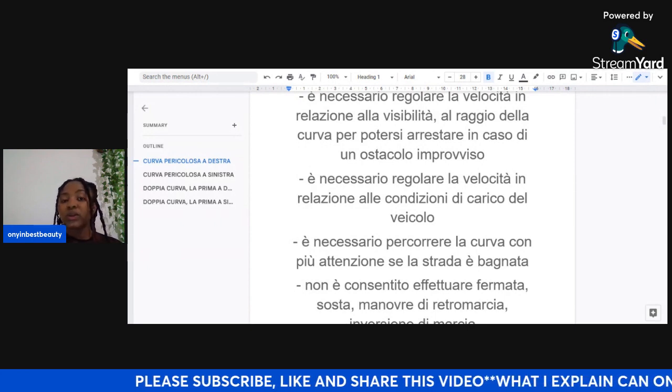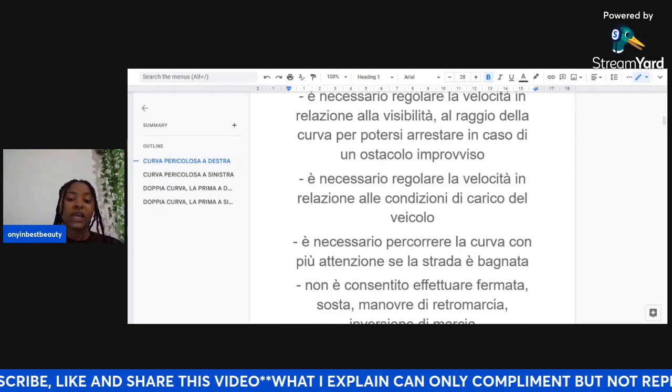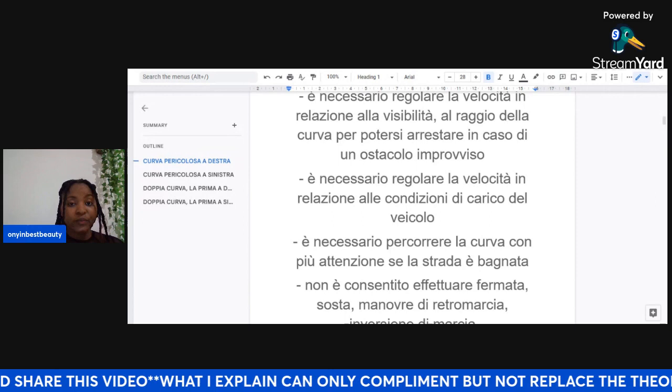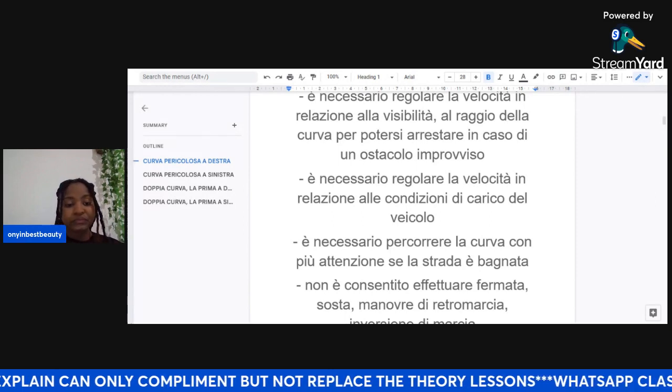Now, when you see this particular sign telling you of a curve, you need to regulate your speed, according to the load you carry. So if you carry load, for instance, you still need to regulate your speed.